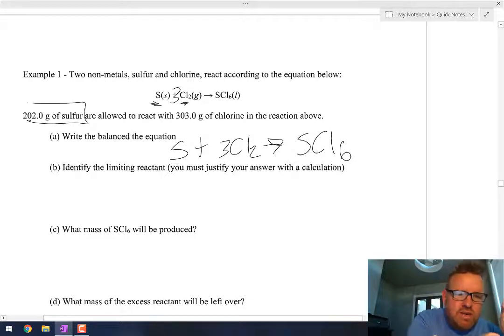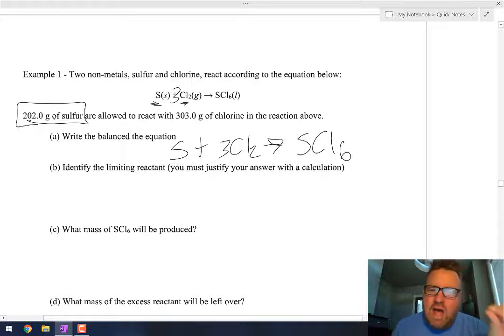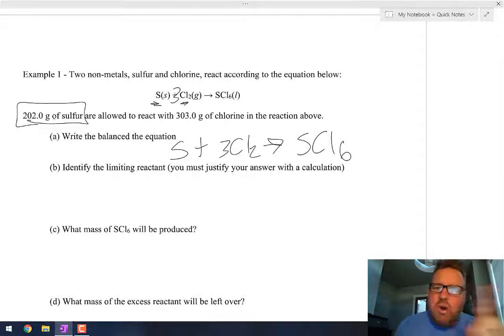Sulfur is the limiting reactant because there's only 202 grams of it. That's not correct. Because remember, it's not the grams that react. It's the particles that are reacting. Okay, so what do we have to do?